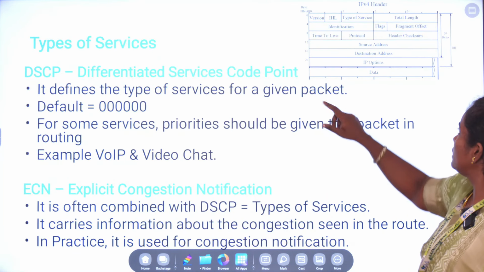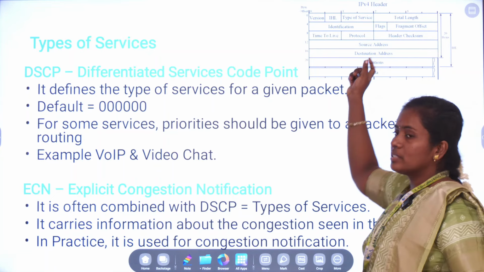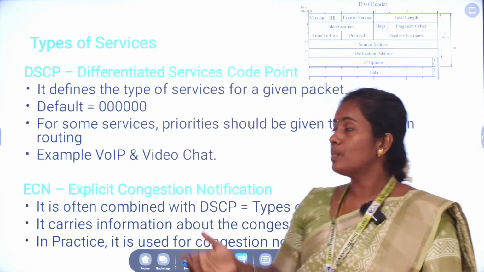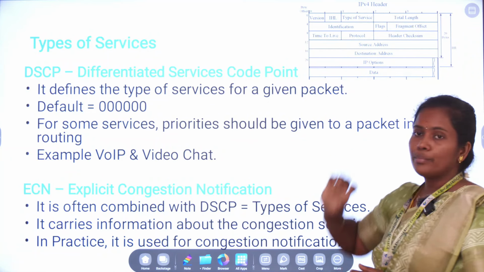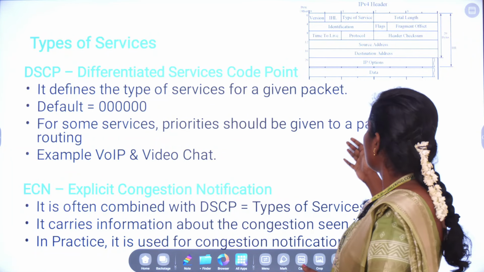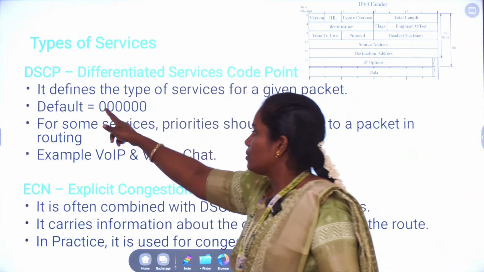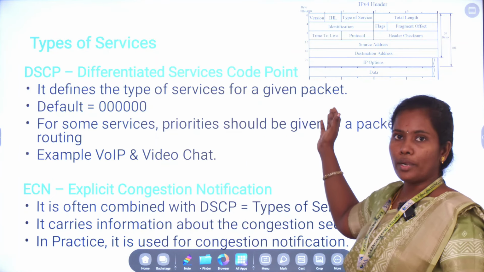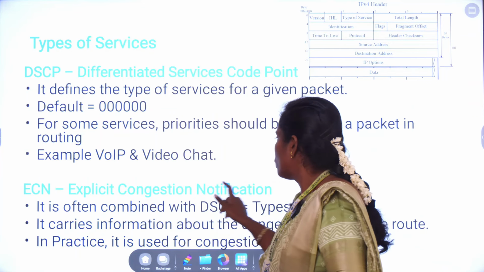Next, we will see the type of service. Type of service defines what type of service is being provided. This byte completely specifies the type of service, but practically it is divided into two parts: DSCP and ECN. DSCP is Differentiated Services Code Point, and ECN is Explicit Congestion Notification.